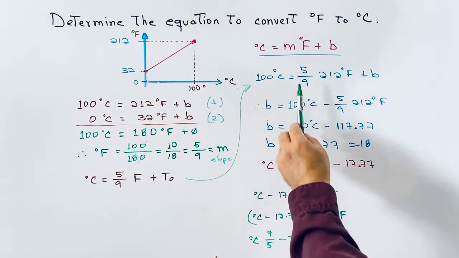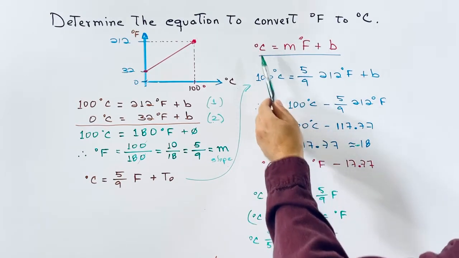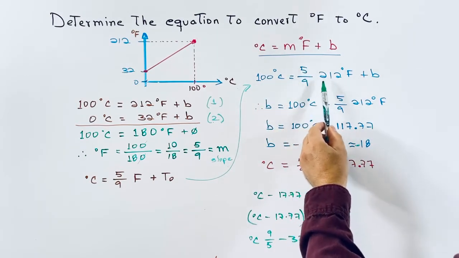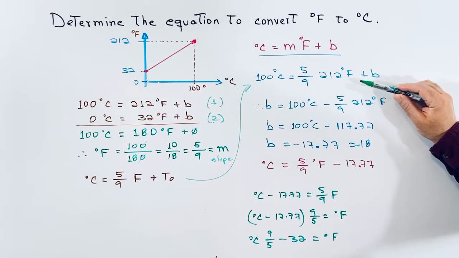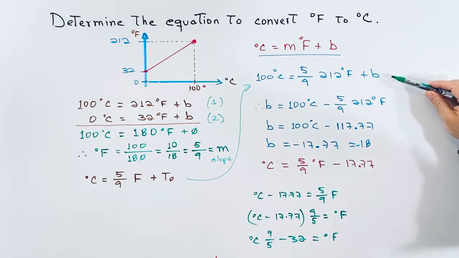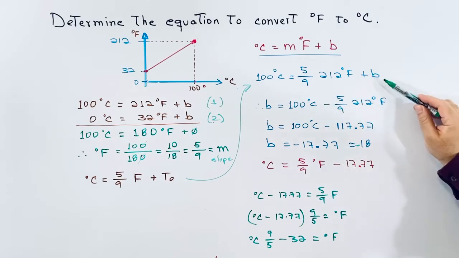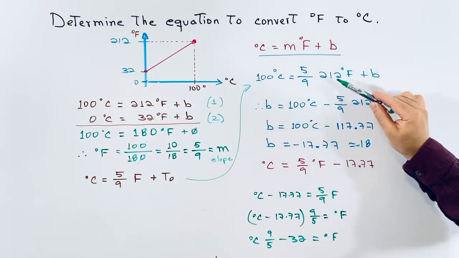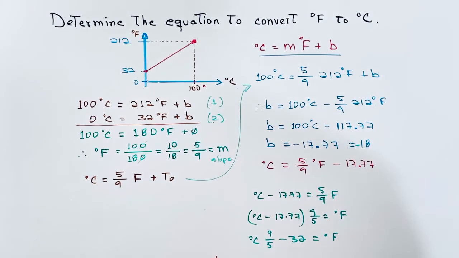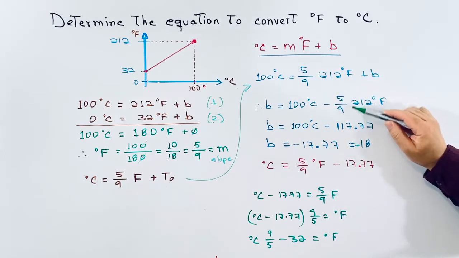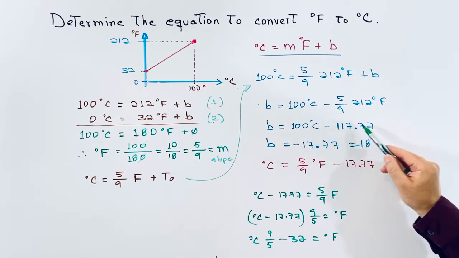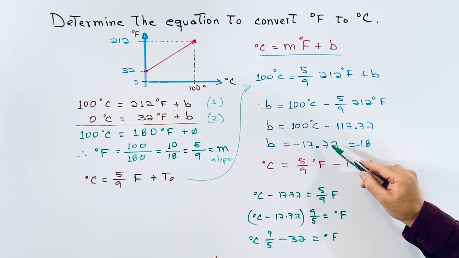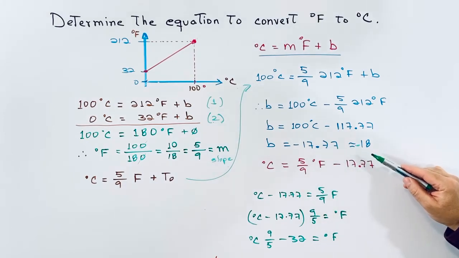Okay. So we substitute. For 100 degrees, we have the slope 5/9, and 100 is equivalent to 212 Fahrenheit plus V. We do this to solve for V. So solving for V, we pass this term to the other side of the equation, subtracting. So we have 100 minus 5/9 times 212. So we have 117.77, and if we do the subtraction, we get a negative 17.77, or we can call it negative 18.